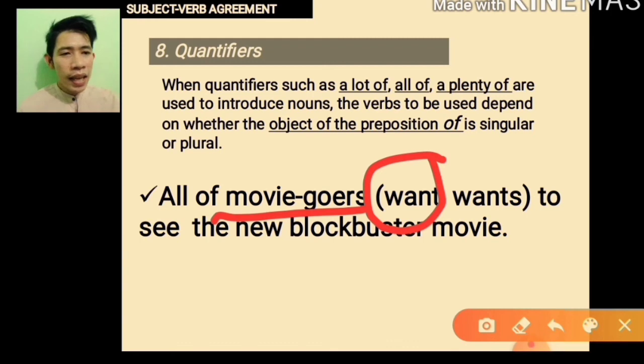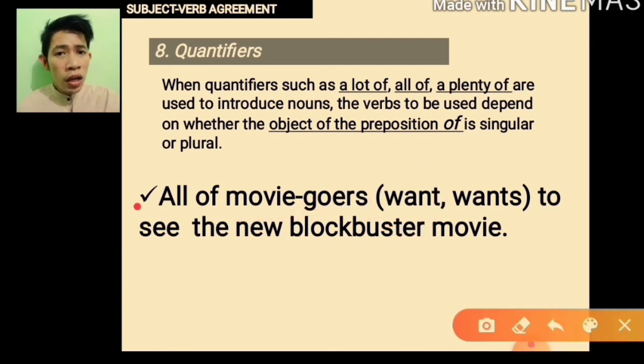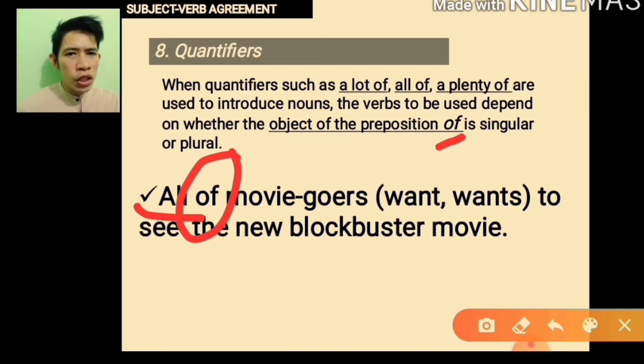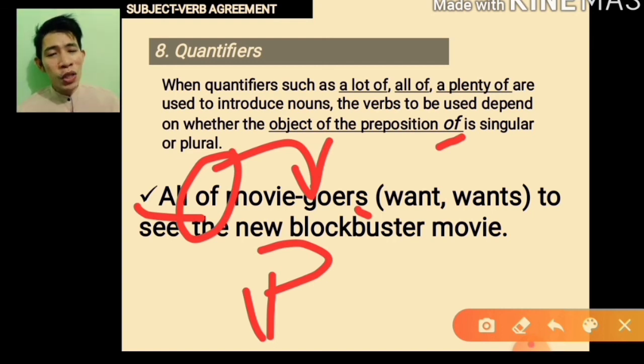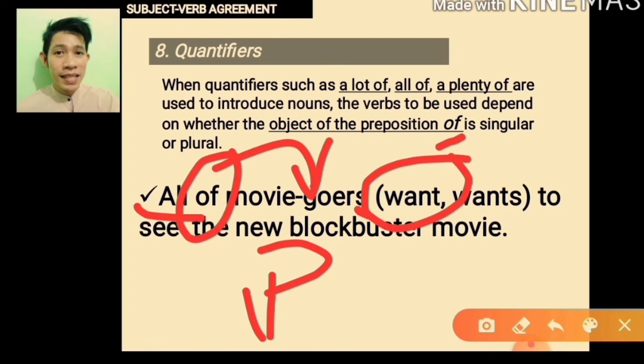Okay? Again, all, di natin alam kung plural o singular ang gagamitin sa verb. So, pupunta tayo kay of preposition. May nakikitang of preposition? Meron, ito. So, hanapin natin yung object of the preposition of, moviegoers. So, that is the object of preposition. So, singular or plural, that is plural because it ends with s. So, the verb that we'll be using is plural as well. So, want, walang s. Okay?